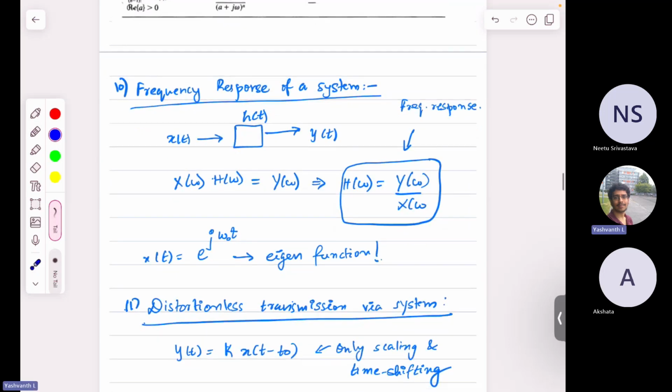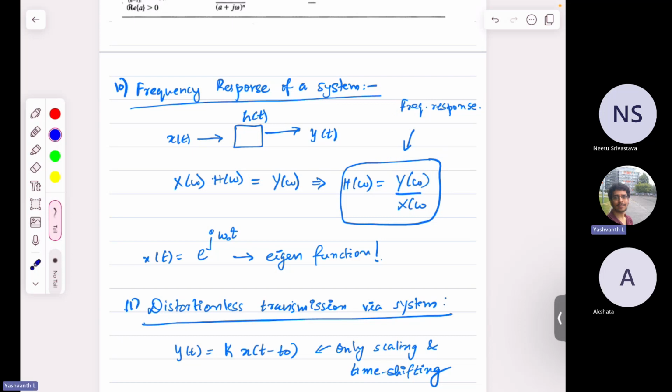Now comes the frequency response of a system. Let's say you excite a system with input x of t with an impulse response h of t, and you get the output as y of t. By the convolution property of Fourier transforms, your output signal's Fourier transform, Y of omega, will be the multiplication of the Fourier transforms of x of t and h of t. That is, X of omega multiplied by H of omega equals Y of omega. From this you can find H of omega as Y of omega divided by X of omega for every omega. This is called the frequency response of a system.